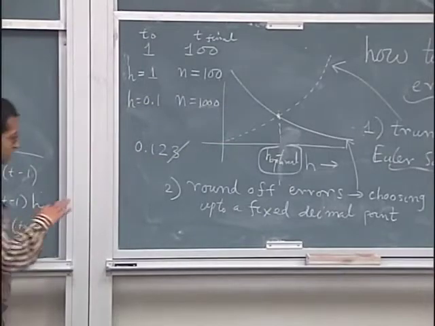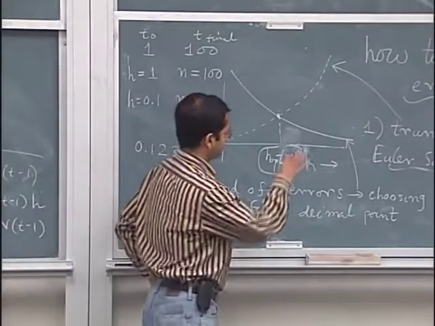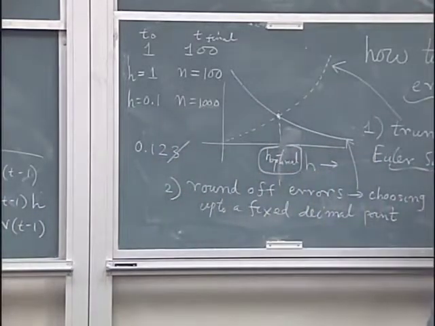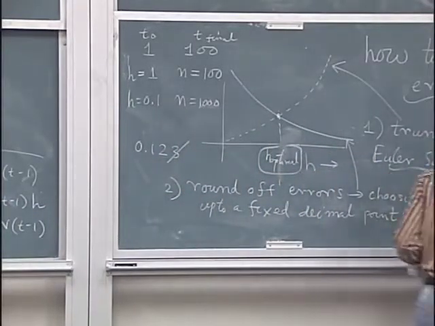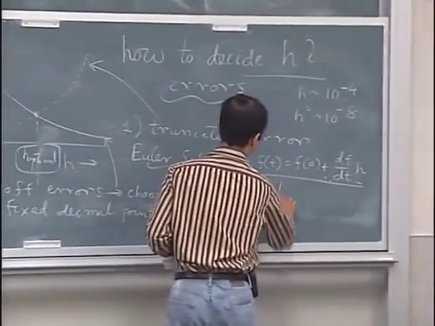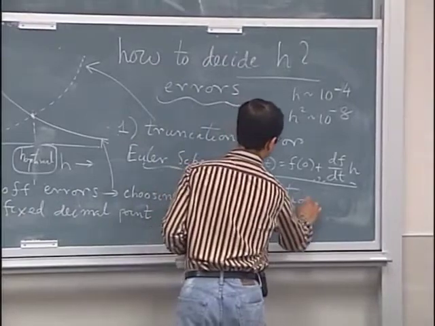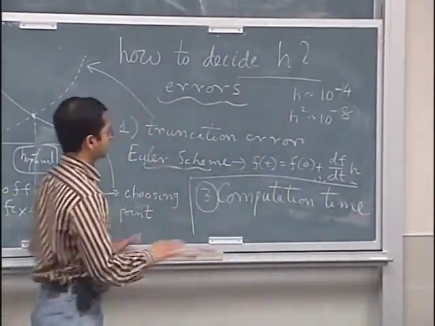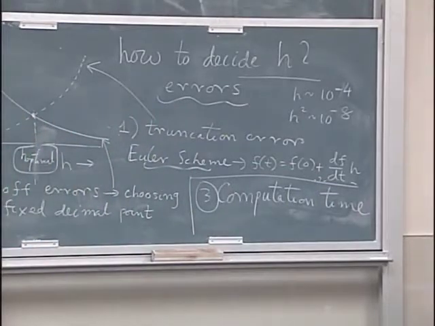So if you consider all three things, those two errors and the third very important one, computation time, all three together give you an idea of how to decide H, okay?